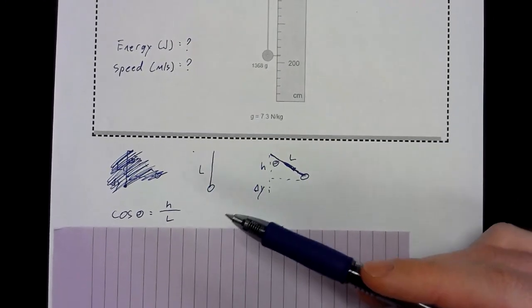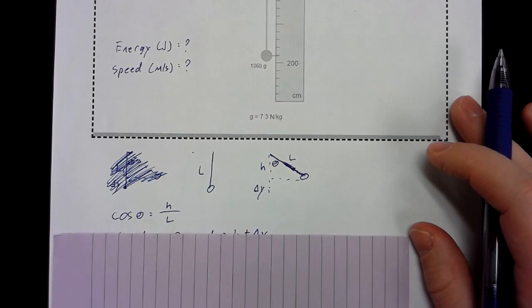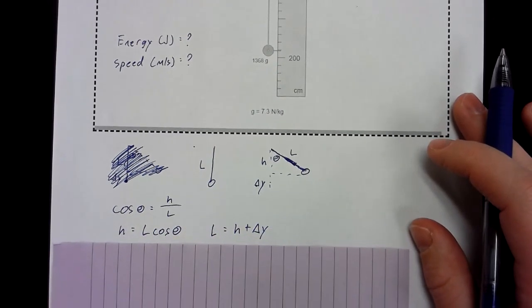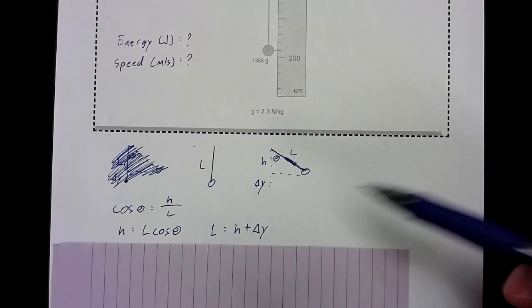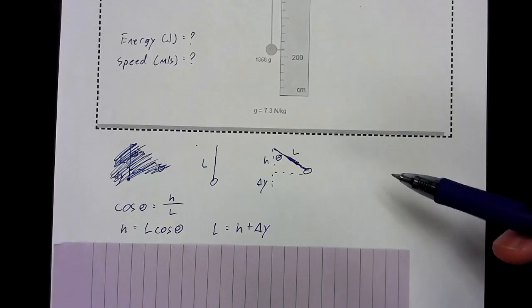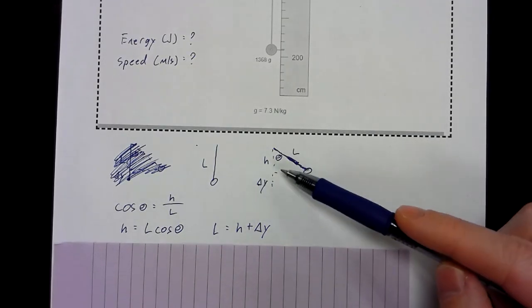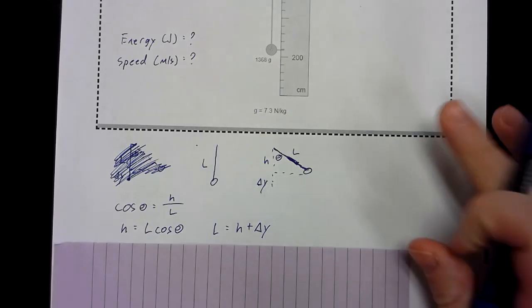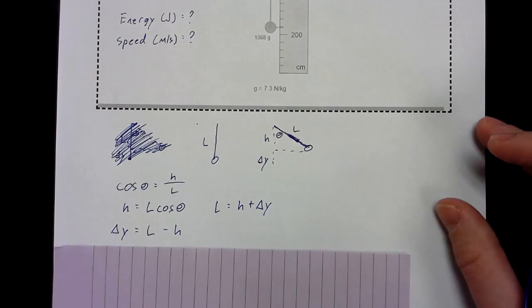So do some trigonometry on that triangle, opposite or adjacent over hypotenuse. So cosine theta would be h over L, and then that means that h would be L cosine theta. Then, kind of compare these two. L is equal to h plus delta y. That means that delta y is L minus h.